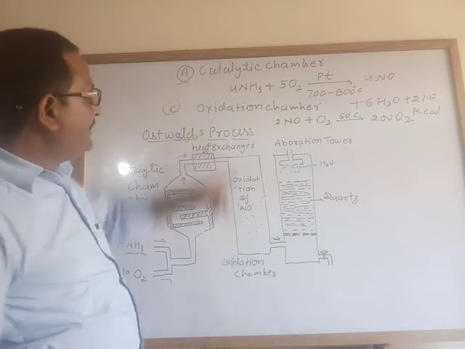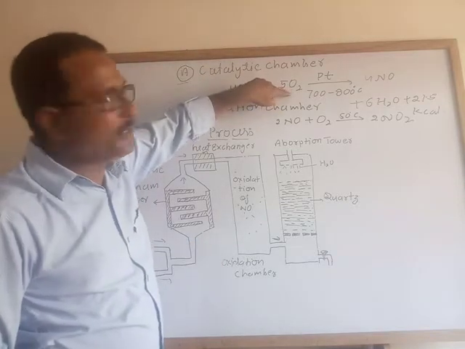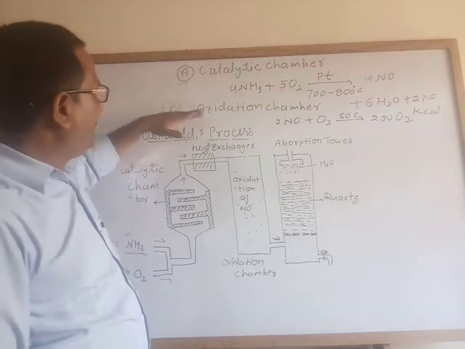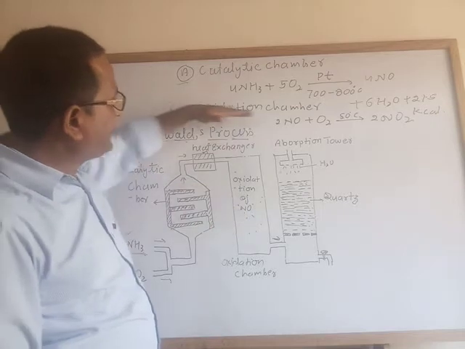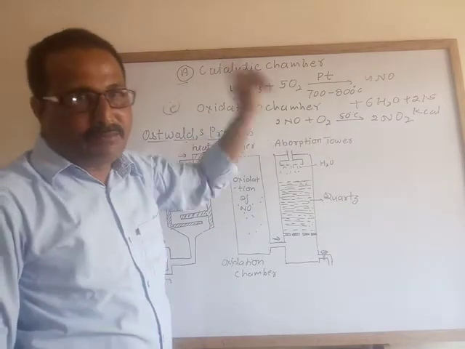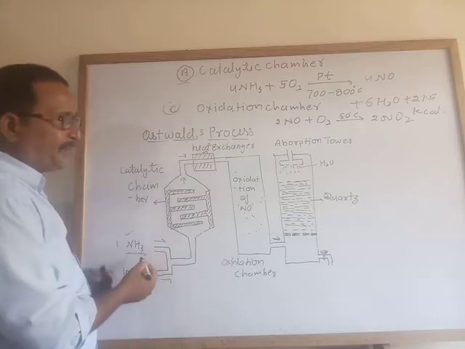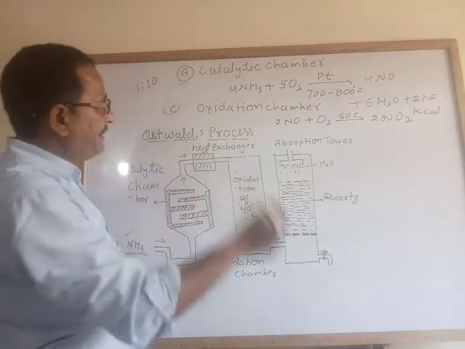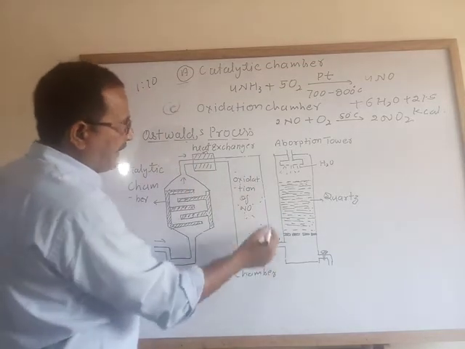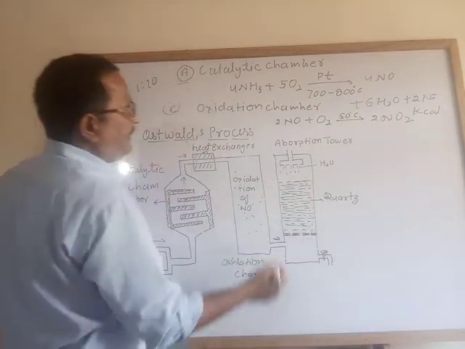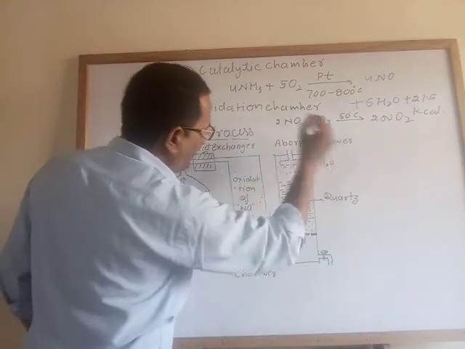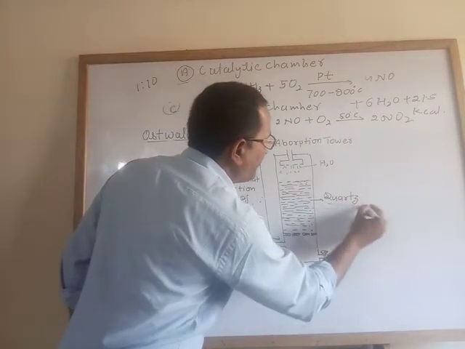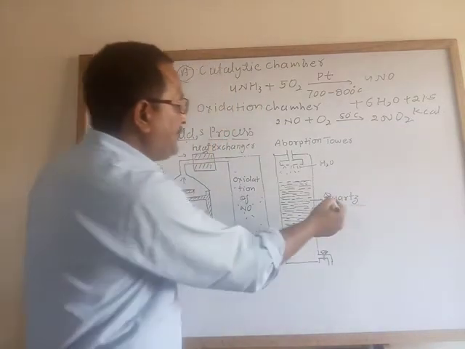See that in the first reaction, in the catalytic chamber, oxygen is required. Now in C, the oxidation chamber, oxygen is also required. My first question: why is the volume ratio of ammonia and oxygen 1:10? Now, after that we allow the nitrogen dioxide gas into the absorption tower. See the condition of the absorption tower. Here I am using a layer of quartz. What is the use of the quartz?